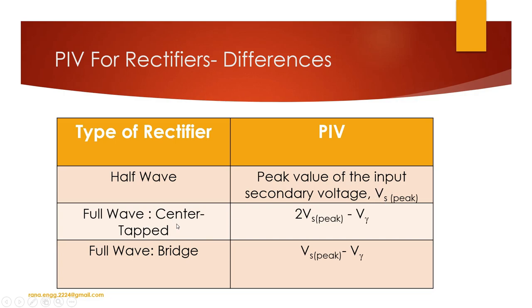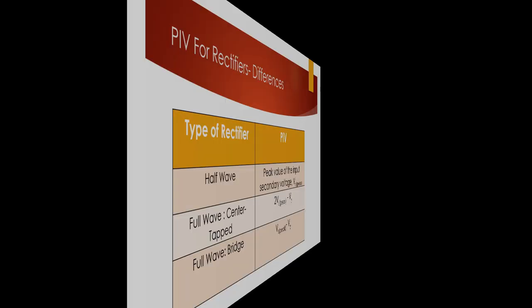For full wave center tap, it will be double because the voltage will have two parts due to the center tap. It will be 2 Vs, and V gamma is the barrier potential, the internal inbuilt voltage of the diode. For silicon it is 0.7, for germanium it is 0.3. For the full wave bridge rectifier, it will be Vs, because unlike center tap, it doesn't have two different parts where voltage gets divided. This is one difference.